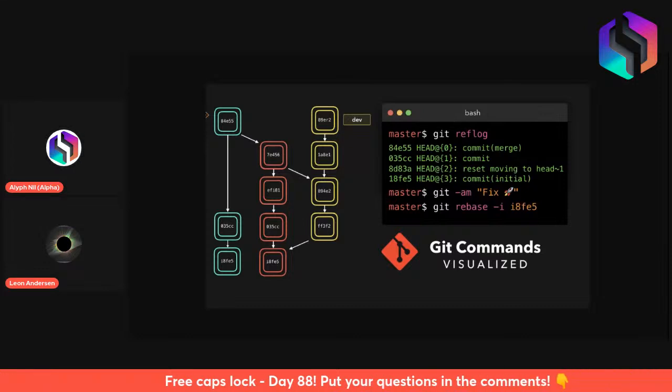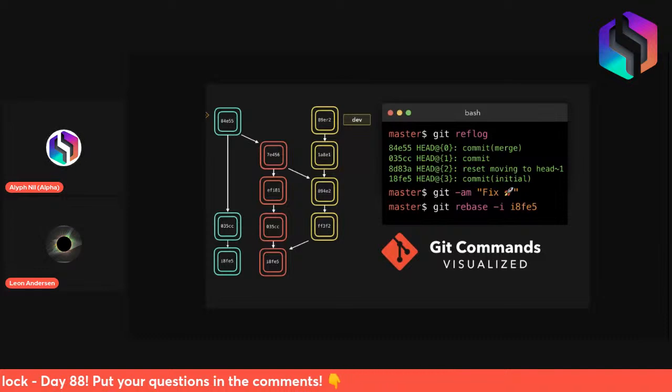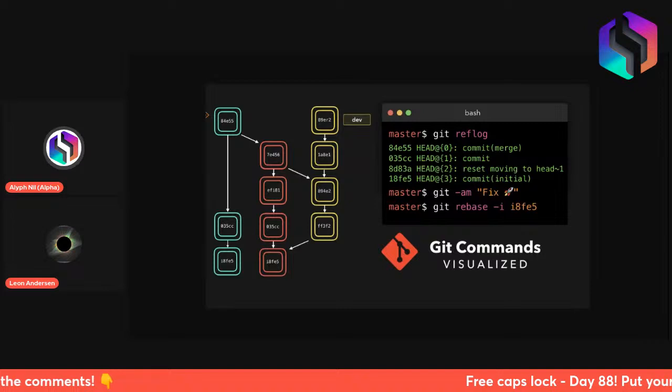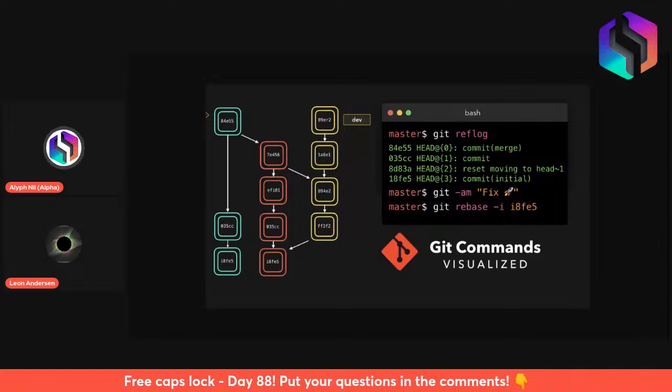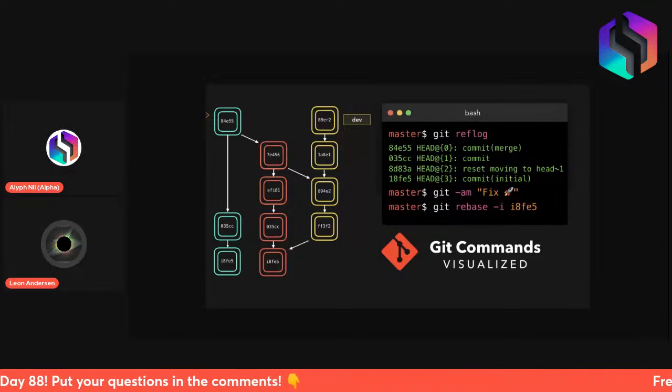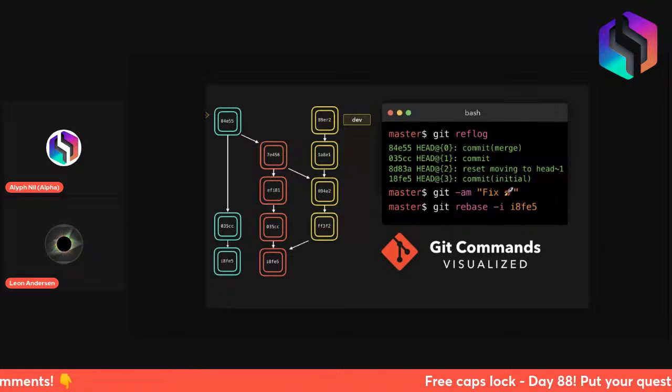Good. Then there's nothing left to say except, so this has been day 88 of 100 days of code. We talked about Git, and the guest was Liam Anderson, with my mentor.